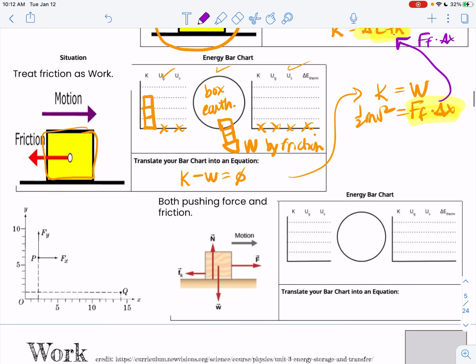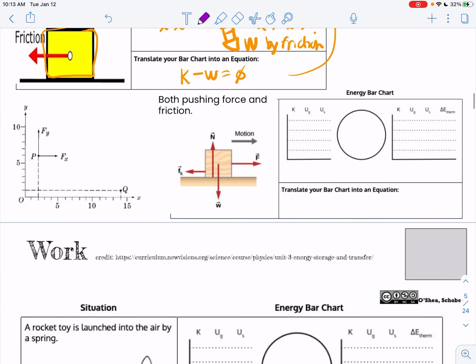Okay, now this one's a little bit, oh, this one's not confusing. Uh-oh, why is this on here? This shouldn't be on here. I don't know what happened to that.